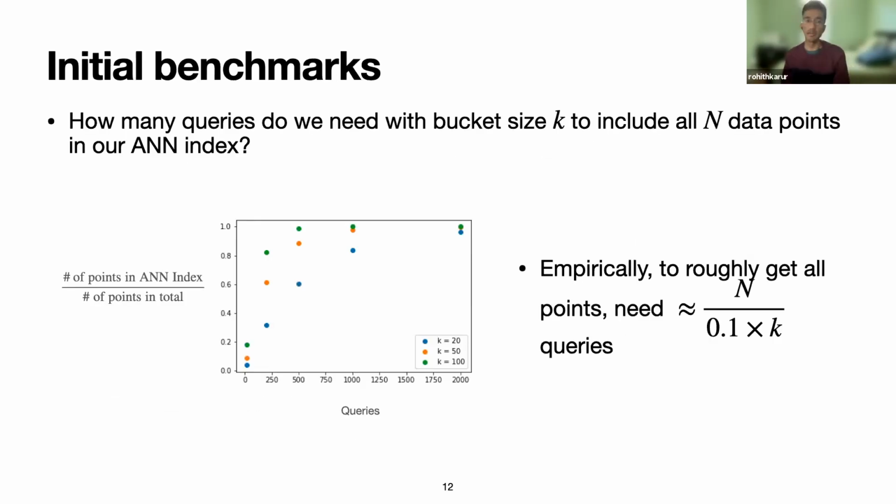Assuming that we randomly query for our event hits to create buckets, as an initial benchmark, we run our Kalman filter with the ANN at several values of N and at several values of bucket size, or the number of queries, and we basically plot the fraction of total points that were included in the Kalman filter. Empirically, we arrive at the formula N divided by 0.1K as the minimum number of queries we need to cover all hits in our event.